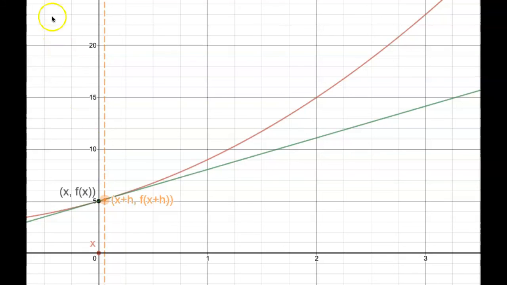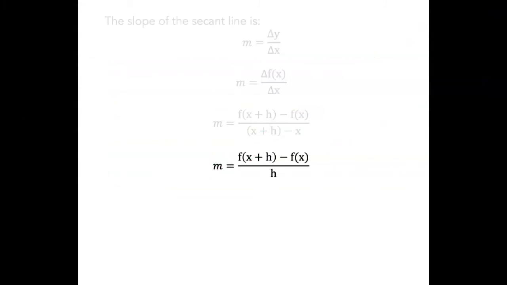There's only one problem. Remember, we're pulling that point x plus h closer and closer to the point x. But as we do that, h gets closer and closer to the number 0. And remember that our slope equation has us dividing by h. We can't divide by 0. So what can we use? Oh, our old friend the limit.